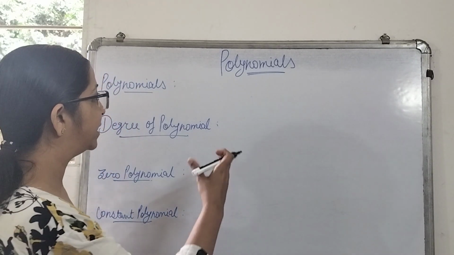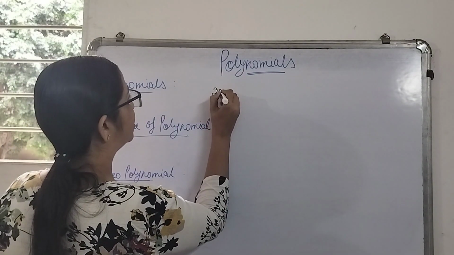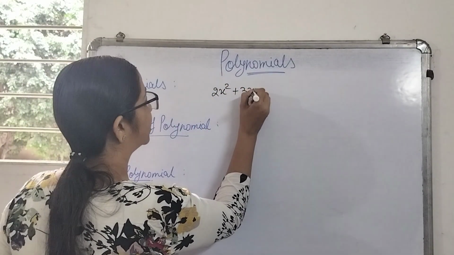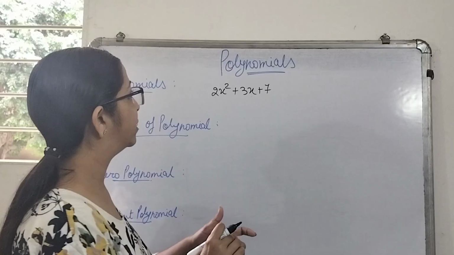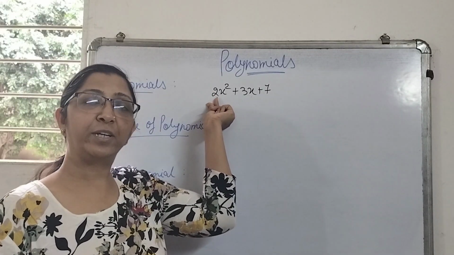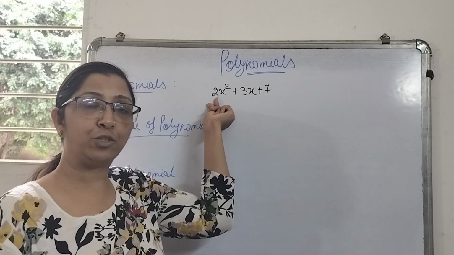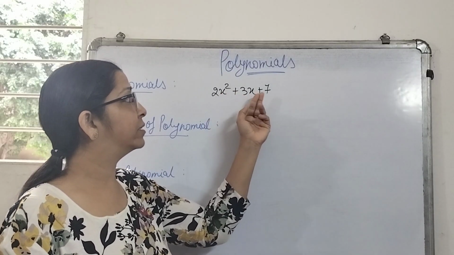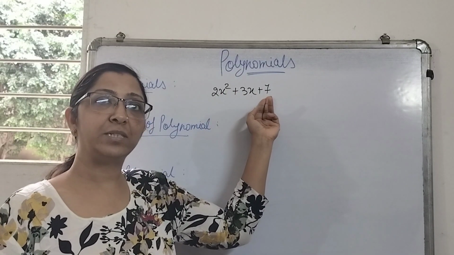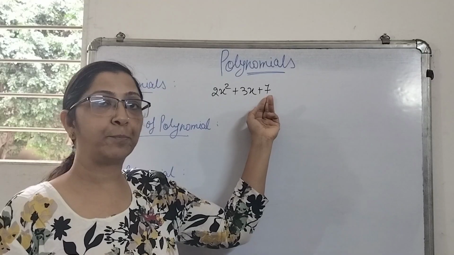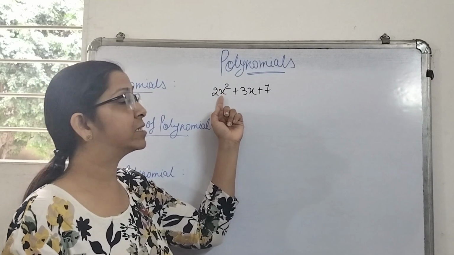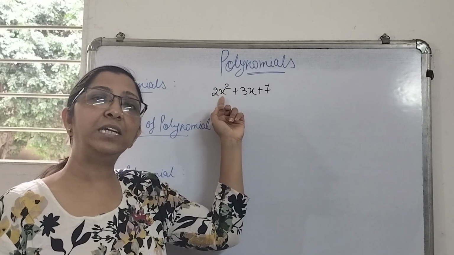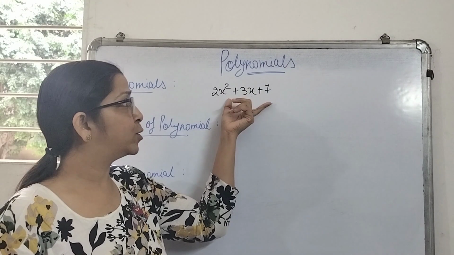The example we can take is 2x square plus 3x plus 7. Here 2 is a constant because the value of 2 will remain 2. We cannot write 2 equivalent to 3. The 3 and the 7 are also constants because their values remain the same, whereas x is the variable because we can keep any value of x in the expression.